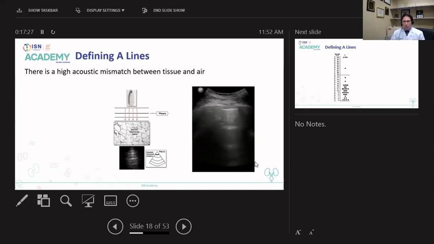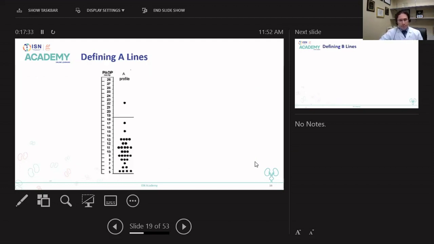And I'm going to show you some data now to help you understand what that means. This is a seminal study published in 2009 by Dr. Lichtenstein, who is considered to be one of the fathers of lung ultrasound. Patients were taken for right heart catheterization, or they had a Swan-Ganz catheter, and lung ultrasound was performed. And what this shows is that most patients with A-line pattern, meaning a normal aeration pattern, had a wedge that was less than 13. That kind of makes sense.